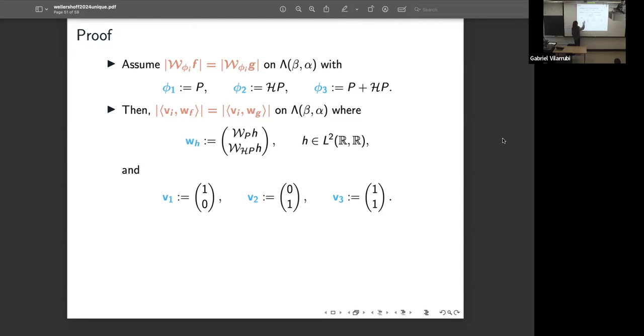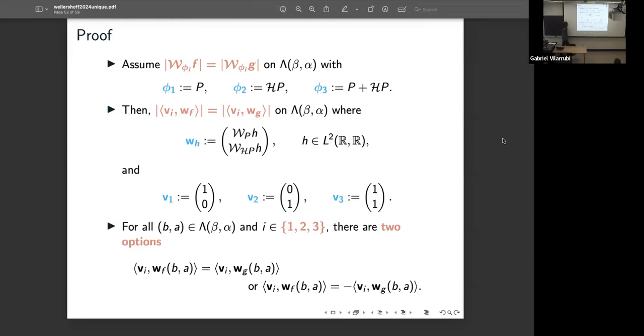If you take the inner product of V1 with WF, for instance, then you extract exactly the wavelet transform with respect to the Poisson, etc., etc. And this will give you the sum eventually. Okay, so you get this as a phase retrieval problem in R2. And basically the way that you're going to do it then is you're going to say, okay, let's fix an element of my hyperbolic lattice. For this fixed element of the hyperbolic lattice, I get a phase retrieval problem in R2.